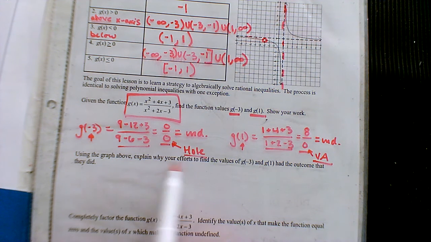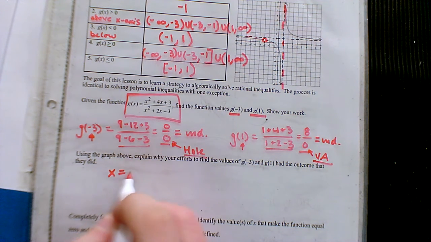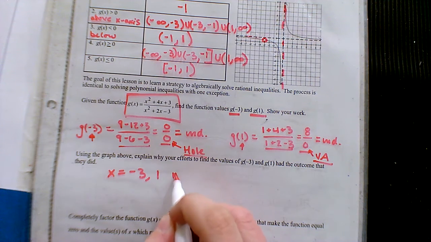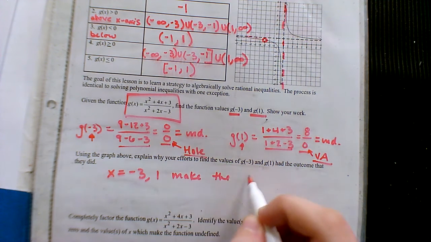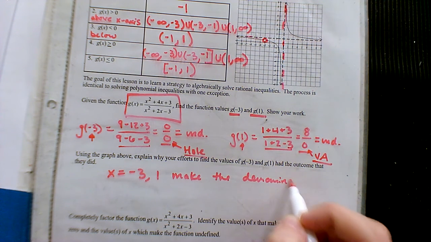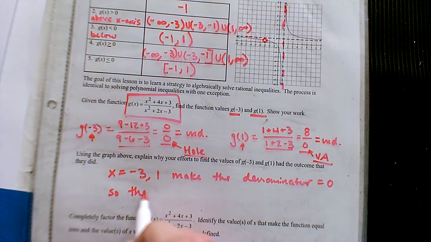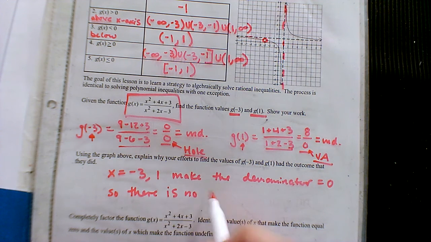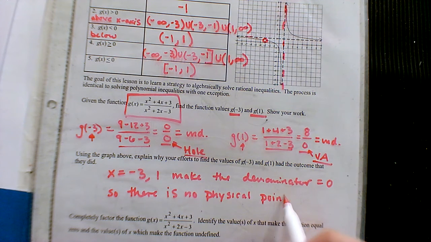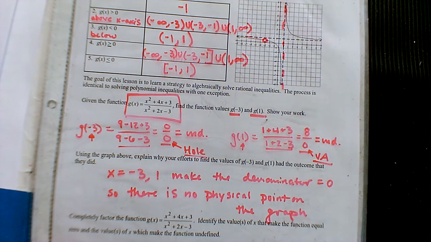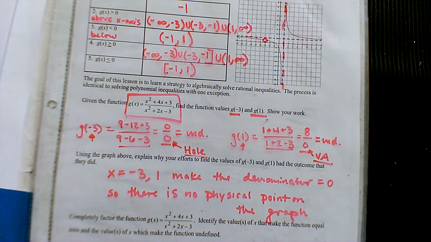So using the graph, explain why your efforts had the outcomes that they did. We can say that the x values of negative 3 and 1 make the denominator equal 0. So there is no physical point on the graph. Okay? If there's no physical point, that's some type of discontinuity.